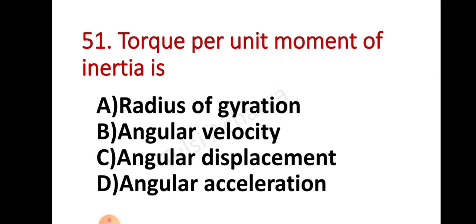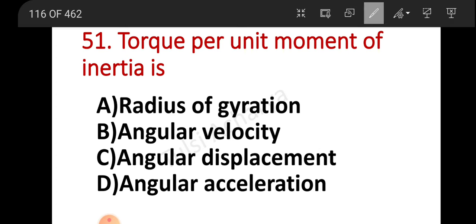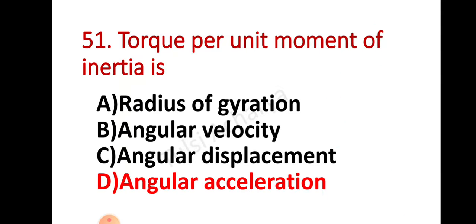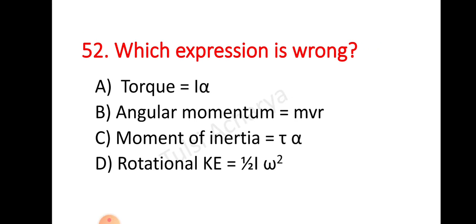Now let's move to question number 51. Torque per unit moment of inertia is, we know that tau is equal to I times alpha. Question is saying torque per unit moment of inertia, that is tau by I, that is alpha. So alpha is angular acceleration, that is option choice D. So this torque per unit moment of inertia will be given by alpha, and alpha is angular acceleration, that is option choice D.